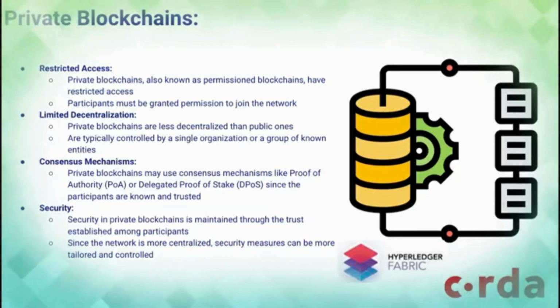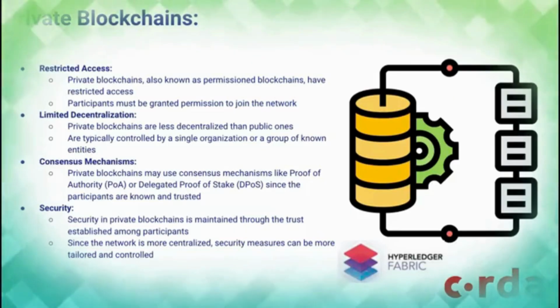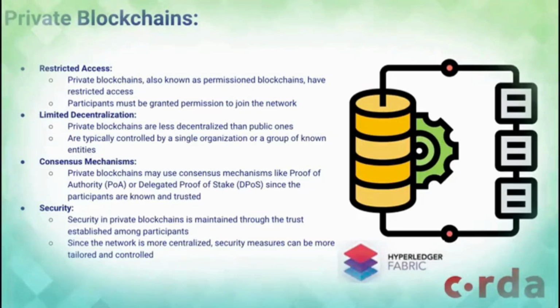Number 3, consensus mechanism. Private blockchains may use consensus mechanisms like proof of authority or delegated proof of stake. Since participants are known and trusted, these mechanisms prioritize efficiency over resource-intensive methods. Number 4, security. Security in private blockchains is maintained through the trust established among participants. Since the network is more centralized, security measures can be more tailored and controlled. Examples: Hyperledger Fabric, a permissioned blockchain framework for enterprise solutions providing control over who can participate and access the data. Corda, a distributed ledger platform designed for business transactions and contracts.